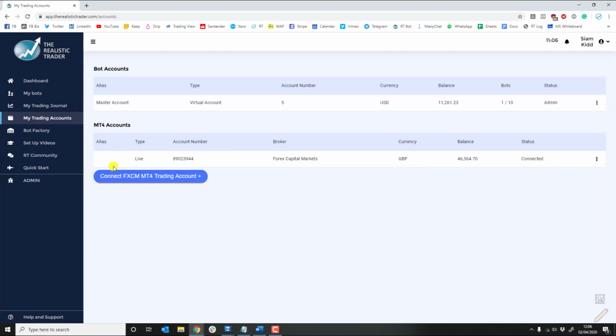Eventually, we'll have the ability to have multiple live accounts, so you can have certain bots working on certain accounts. So you can have a live trading account, which is your conservative account, very slow and steady, and then you can have another one which is your go large account.